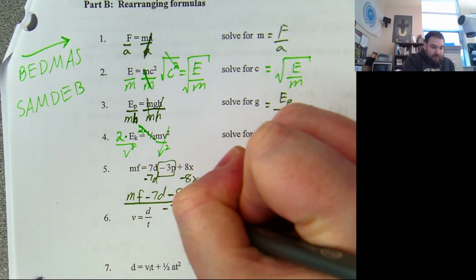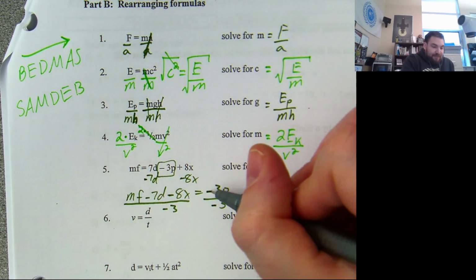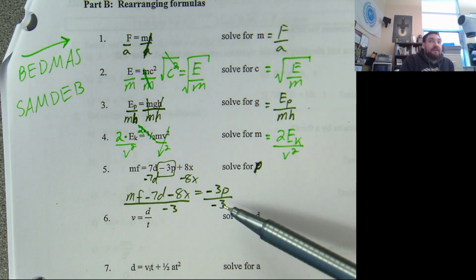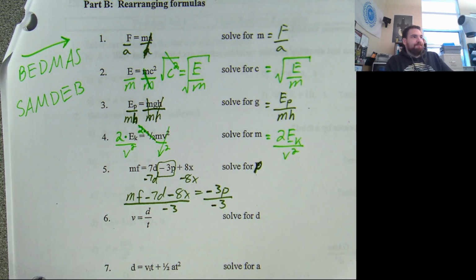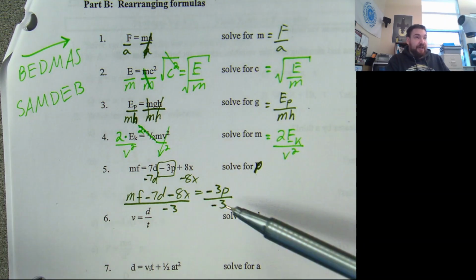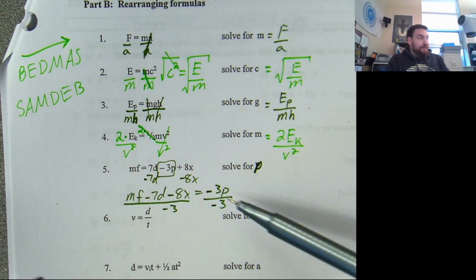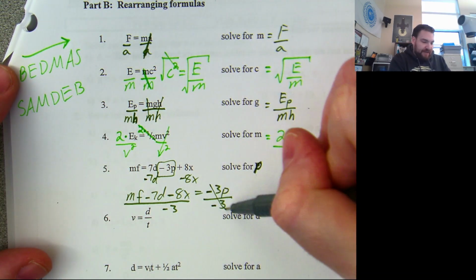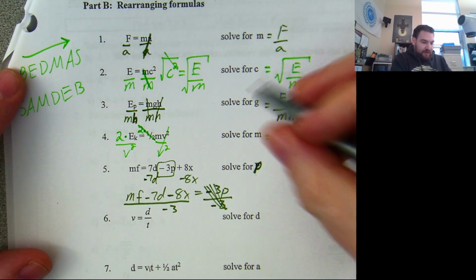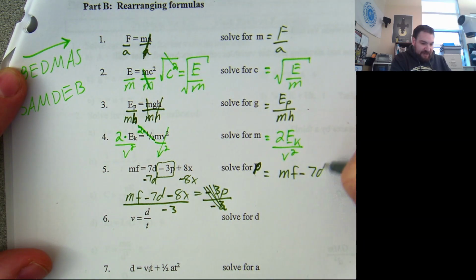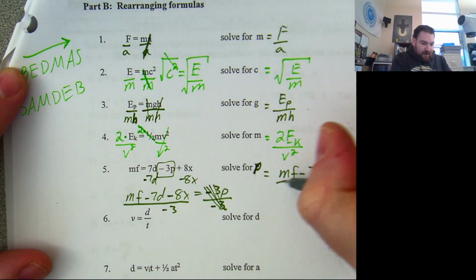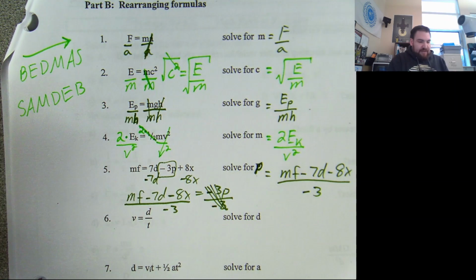The reason I go over examples like this is because, what's the mistake you think students are going to make here? Rather than dividing by -3, what do you think they do? Yeah, they add 3 to get rid of the 3. The -3 and the p are being multiplied, so we've got to divide the -3 out. So p is going to equal mf minus 7d minus 8x all over -3.